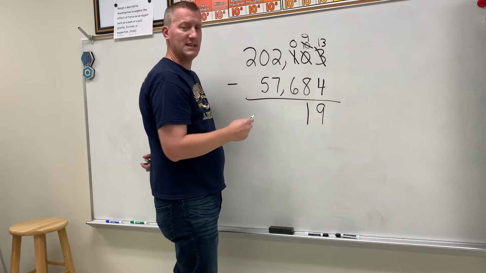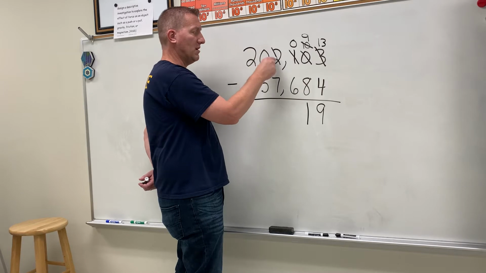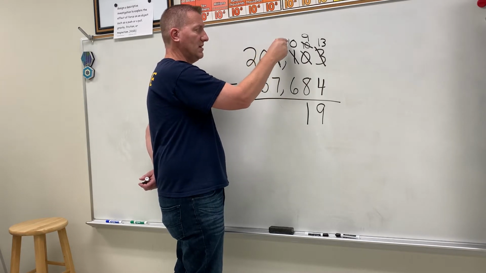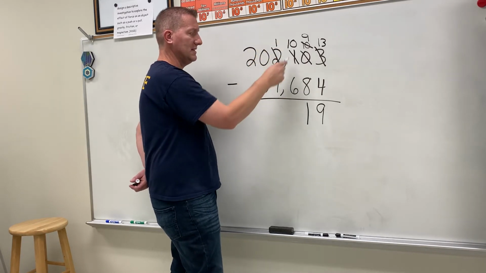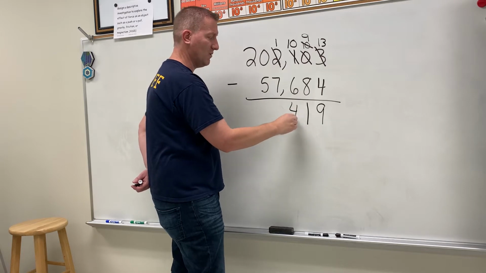0, take away 6, we can't do it. We're going to borrow from our neighbor over here. That becomes a 10. 10 minus 6 is 4.